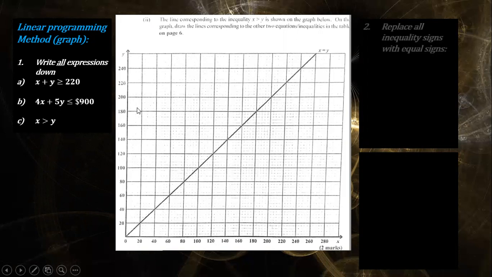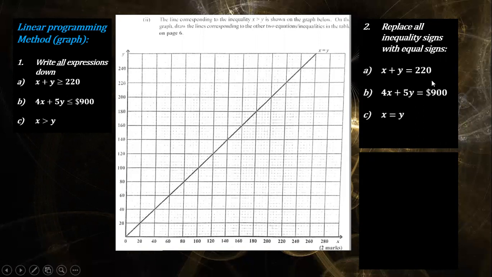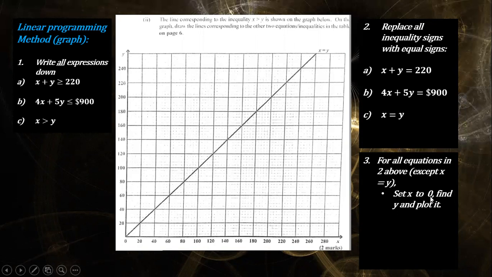So the second step is we're going to replace all inequality signs with equal signs. So looking at these inequalities here, we're going to put equal signs in place of all of them. So it will look exactly like this. All right. Next, for all equations in 2 above, except x equals y, we're going to set x to 0, find y, and plot it. So let us use equation 2a as our first example of this instruction.